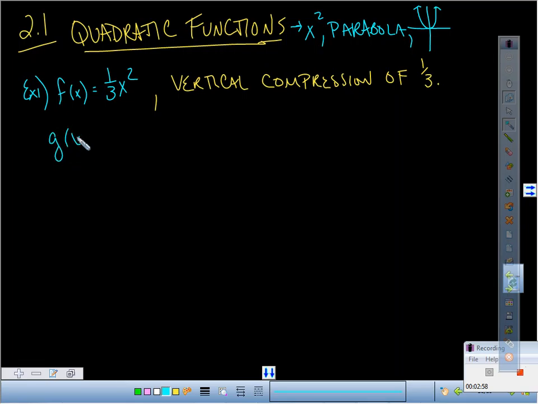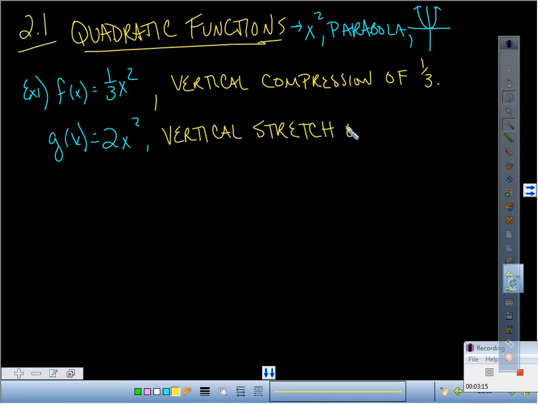All right, g of x is equal to 2x squared. That's a vertical stretch. So would it get narrower or wider? There you go. A vertical stretch of 2. Always put that number in there. Always put that number in there. All right, here's my next one. You ready?